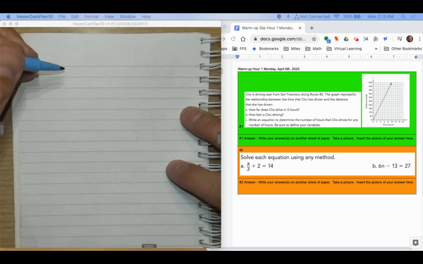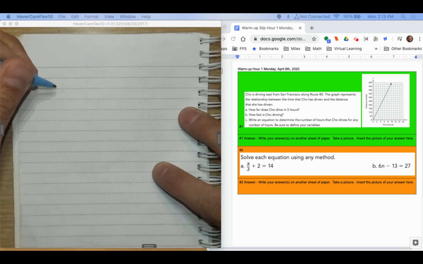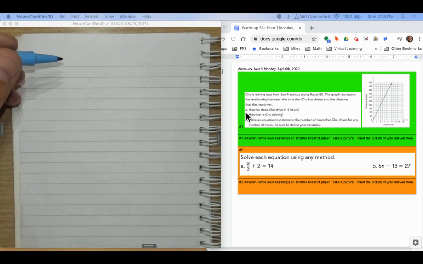All right, so this was the warm up for yesterday, April 6th. If I'm reading this first question right here, Cho is driving east from San Francisco along Route 80. The graph represents the relationship between the time that Cho has driven and the distance that she has driven. So time is here, total distance is here. How far does Cho drive in 5 hours?